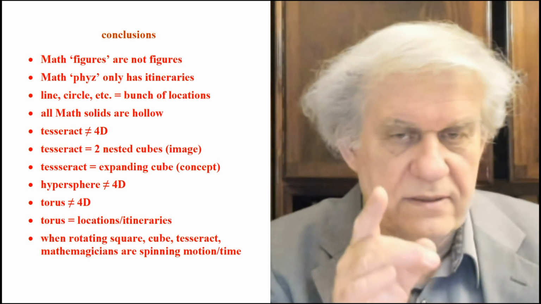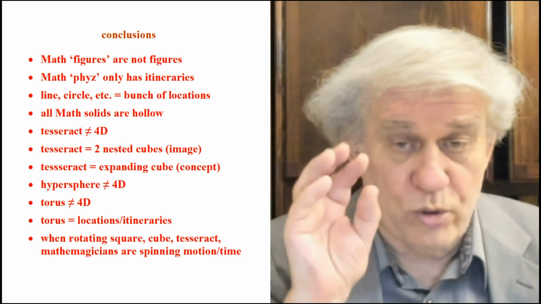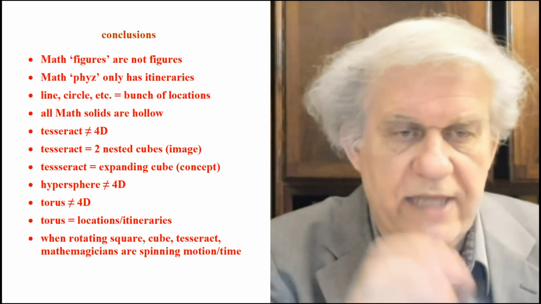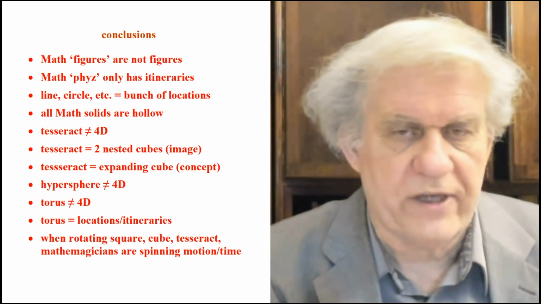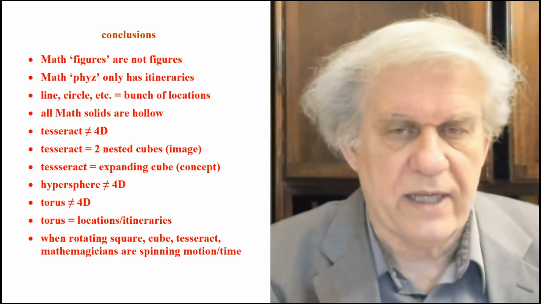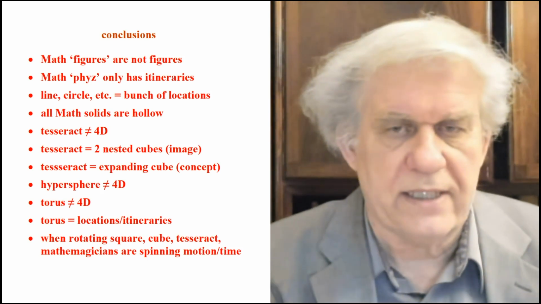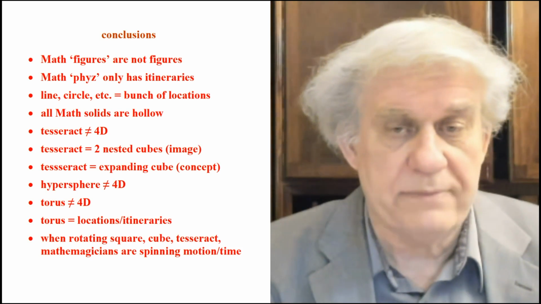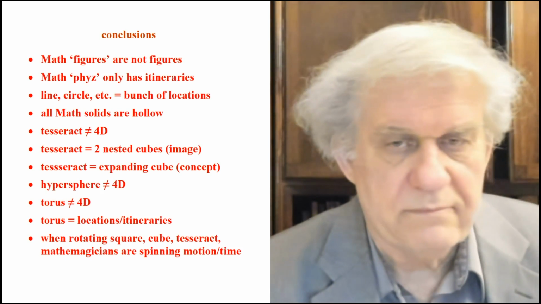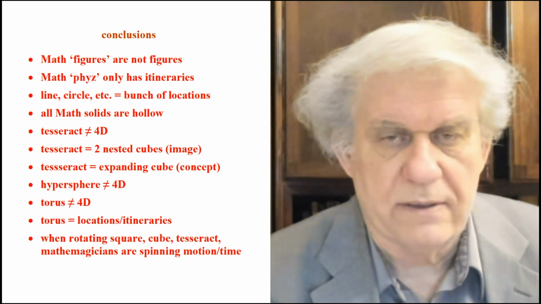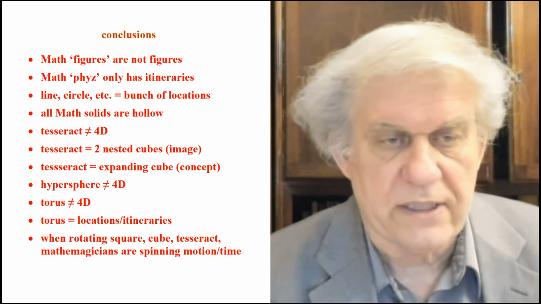What is a tesseract in real life? The notion these people want to convey to you is that it's an expanding cube. And that's a concept. That's not an object. That's not a figure. We're talking about at least two objects, the beginning and the ending object. Two objects is the definition of the word concept. Hypersphere, also not a 4D object, just a balloon that's expanding. That's all it is.